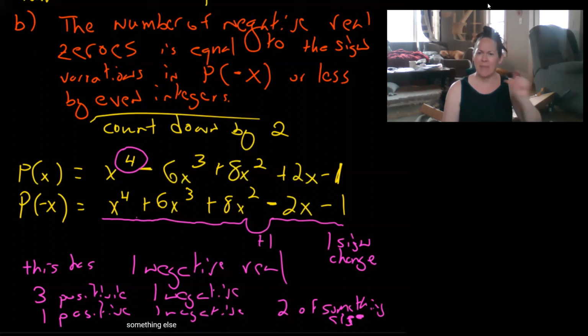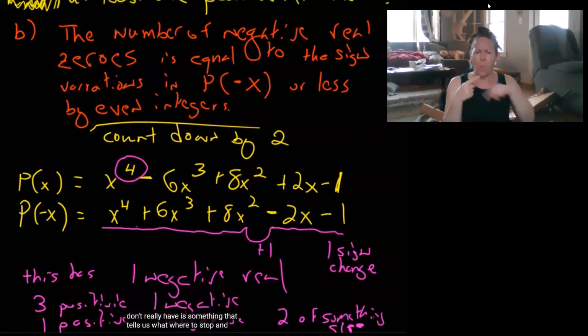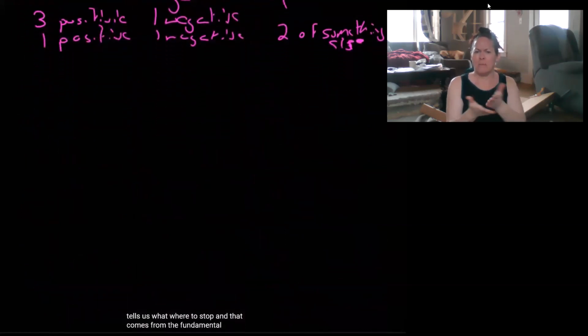Something else. What is that something else? So we have a series of tests now that can help us find roots. But what we don't really have is something that tells us where to stop. And that comes from the fundamental theorem of algebra. The thing that makes algebra work.